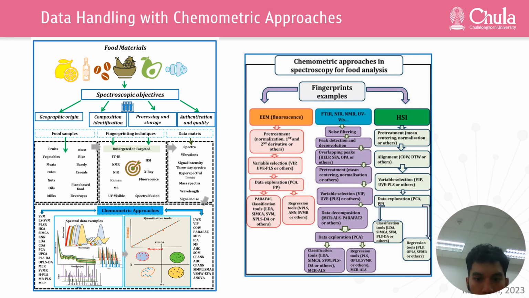So let's see the example here on the right hand side. Fingerprint example using FTIR. For example, the middle one, they has a noise and everything, so we need to pre-process it, and then we got into the PCA and everything. So basically, chemometrics help us in data handling, data processing, so we can get the result that we want as an objective.